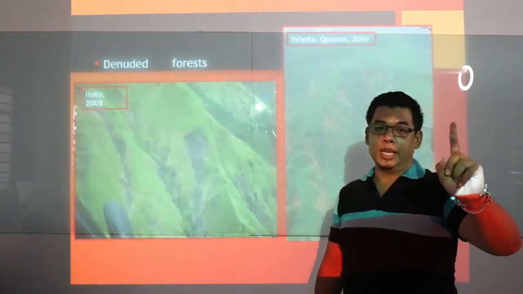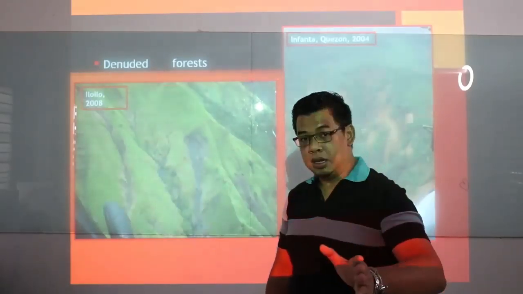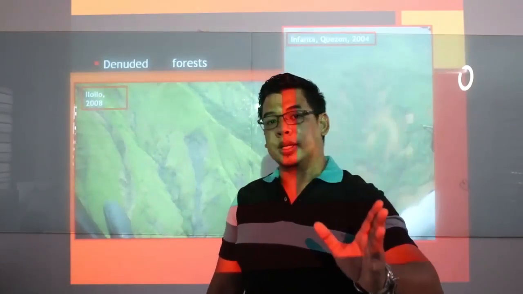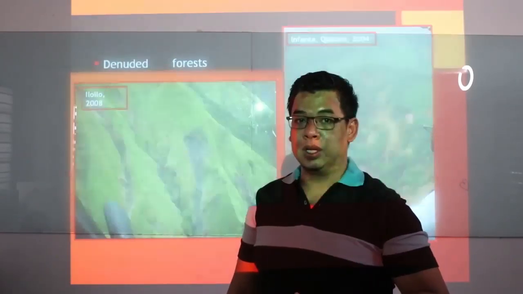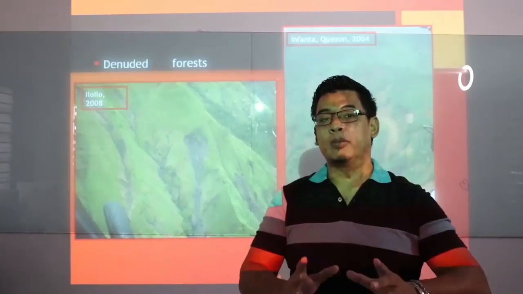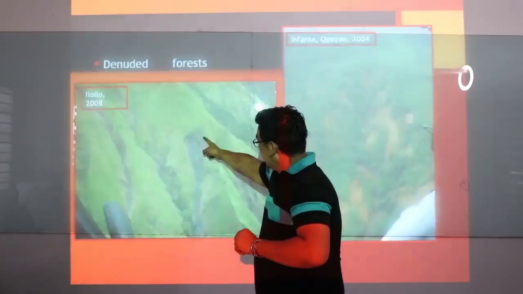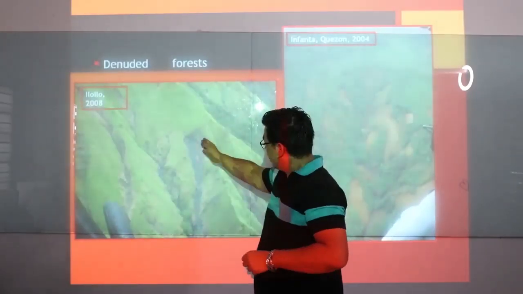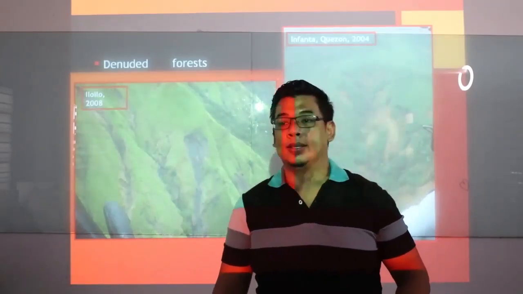Now, one main cause of flooding is what we call the denuded forests. Due to illegal logging, the water cannot be absorbed by the landmass because there's no vegetation. Without vegetation, there's no absorption of water, so the landmass is not reinforced. What happens is, due to the force of gravity, it will go down, forming a landslide.